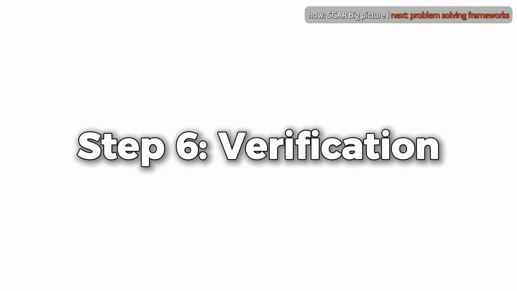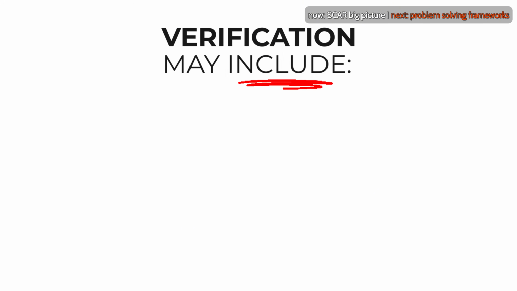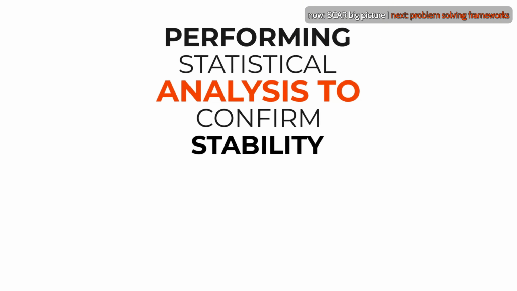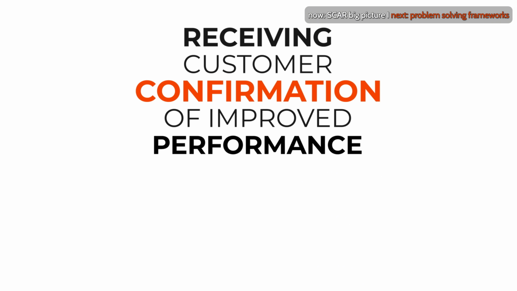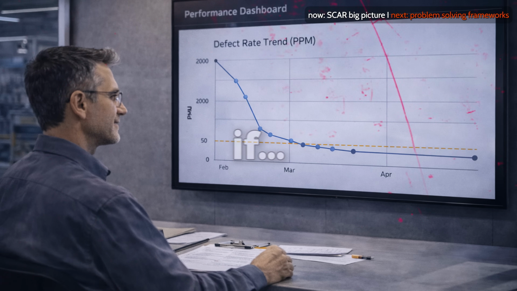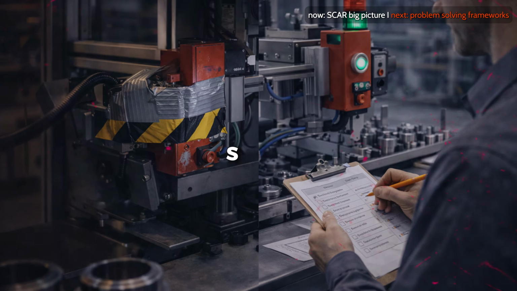The verification phase validates effectiveness. Evidence must confirm that the issue no longer occurs. Verification may include monitoring defect rate reduction, reviewing updated control plans, conducting a follow-up audit, performing statistical analysis to confirm stability, and receiving customer confirmation of improved performance. If PPM drops from 2,000 to 50 and remains stable for 3 months, verification is successful. Verification is what separates real improvement from cosmetic correction.